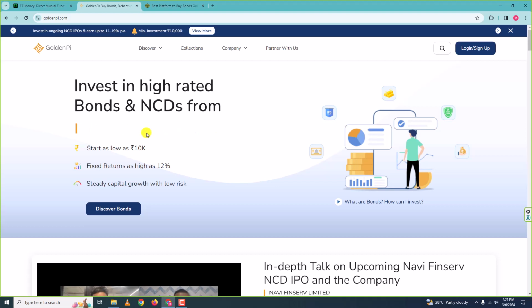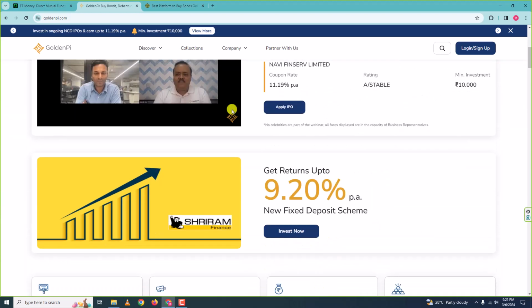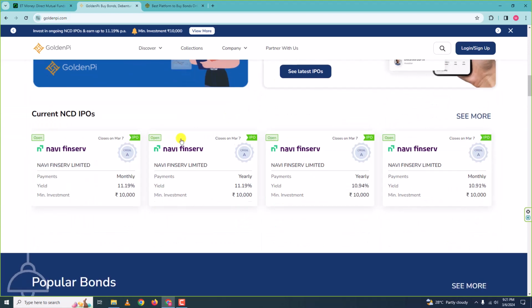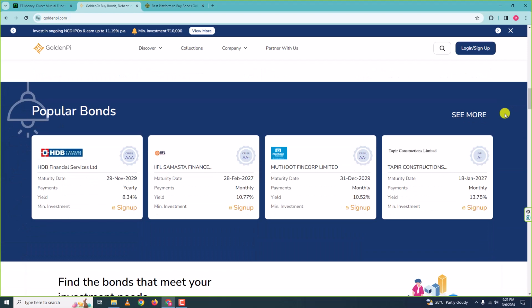If you want to buy bonds directly or if you want to invest in bonds, then you can visit this website. This is goldenpie.com. You have to create an account here and then you can buy or sell bonds here. Okay, when you scroll down, you'll see the bonds available and also the IPOs.